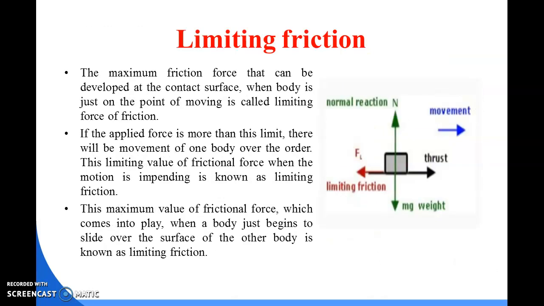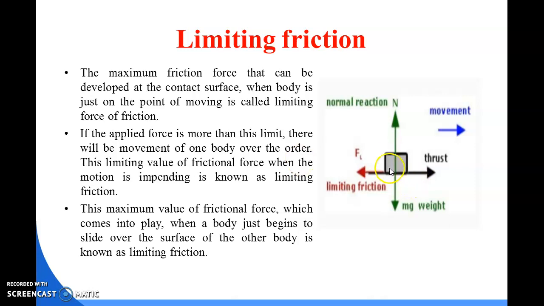Now comes to limiting friction. Here, limiting means the maximum range of the friction. Whenever the body is subjected to some forcing, the maximum friction force that can be developed at the contact surface when the body is just on the point of moving is known as the limiting force of friction. This maximum value of frictional force which comes into play when a body just begins to slide over the surface of another body is known as limiting friction.